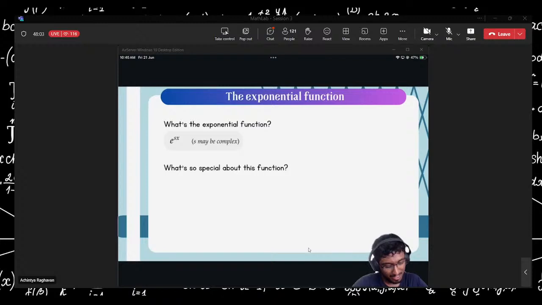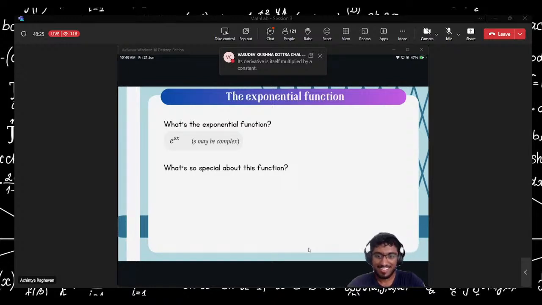So why is it so special? First of all, let's have you guys guess. Why does e power sx appear in differential equation solutions? Yeah, shout out to Vasudev. You are absolutely right.